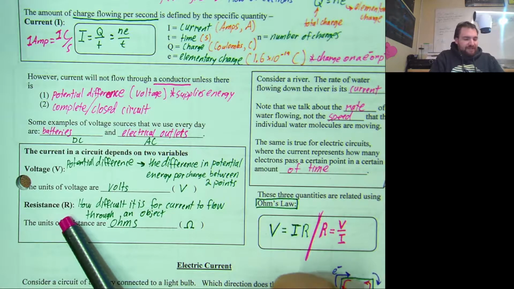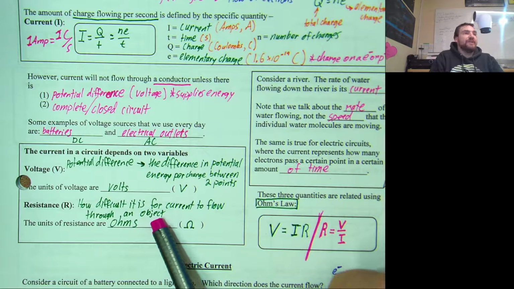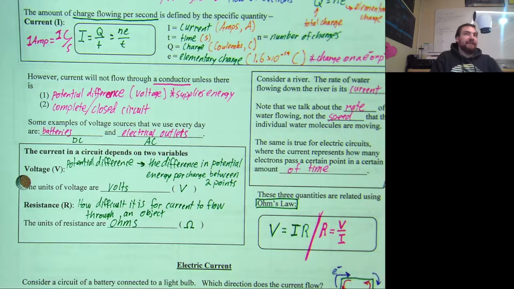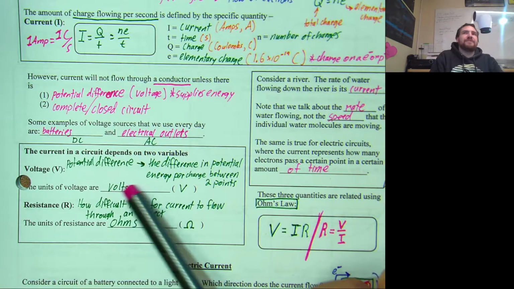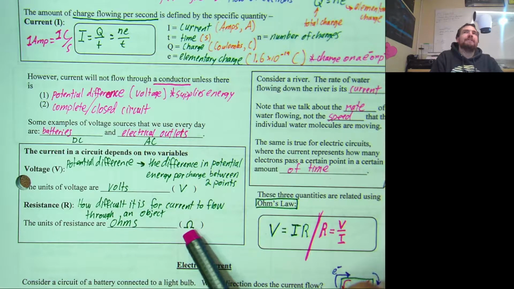And then resistance. Resistance is the other piece, how difficult it is for current to flow through an object. You need to have a certain amount of resistance, otherwise you could short circuit your circuit if there is no resistance. And that's how you blow up your battery or start a fire in an electrical outlet or that kind of thing. Voltage is measured in volts. Resistance is measured in ohms, this fun little symbol here, omega.